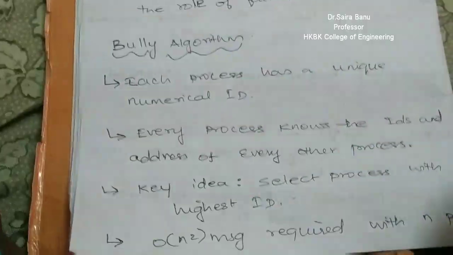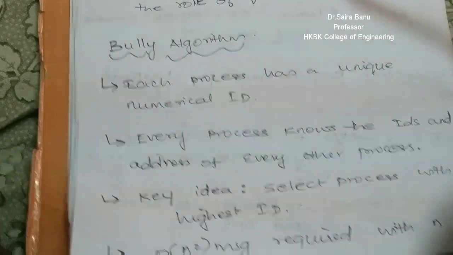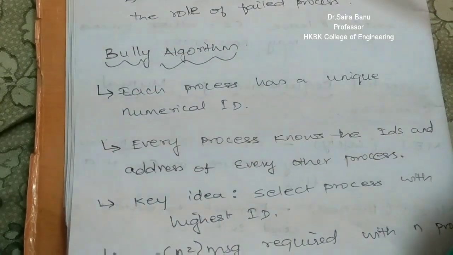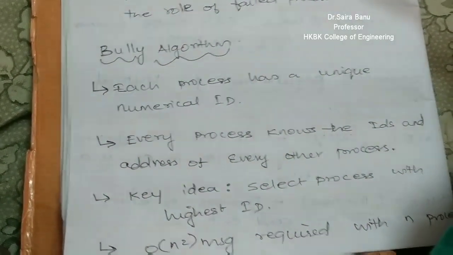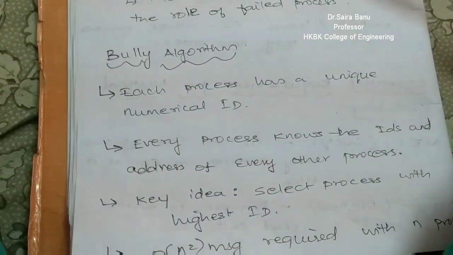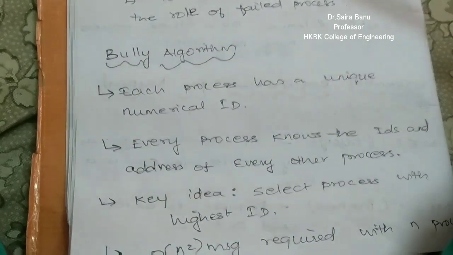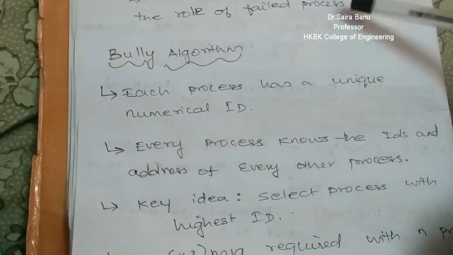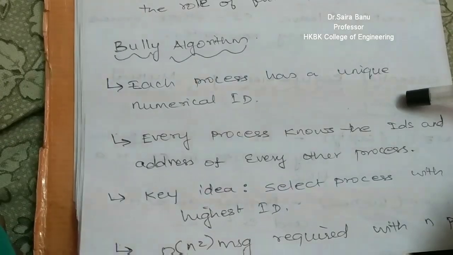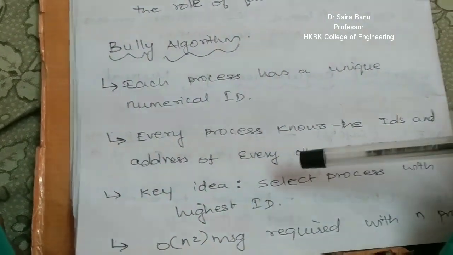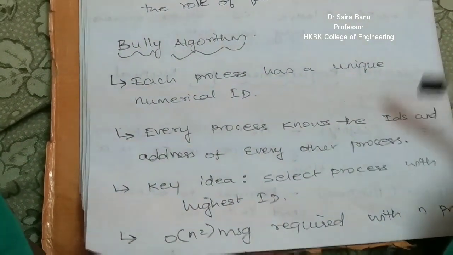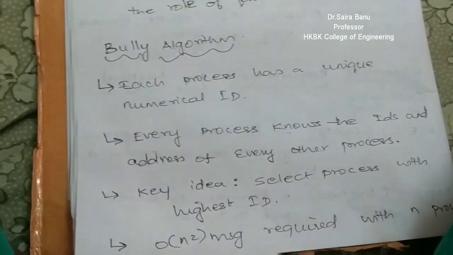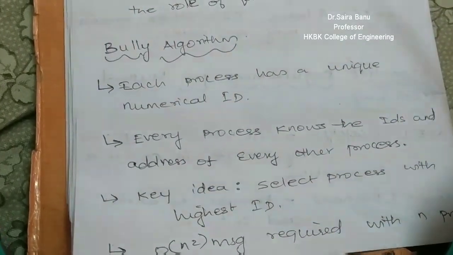Some considerations have to be made before going into the algorithm. Suppose we have n processes in the system, and each process will have a unique numerical ID. So, in our examples, we have taken the numerical IDs as 1, 2, 3, 4 up to n. And the second consideration is that every process will know the ID and the address of every other process involved in the network. So, every process will know the ID of every other process with which it is communicating.